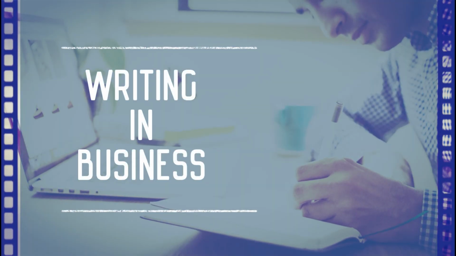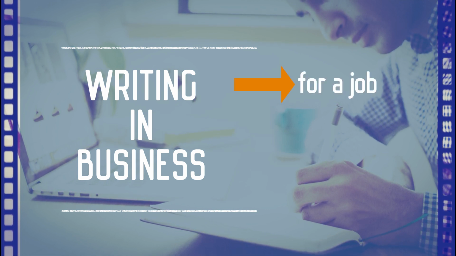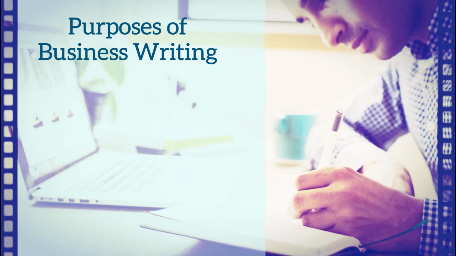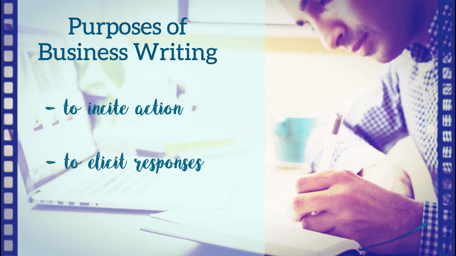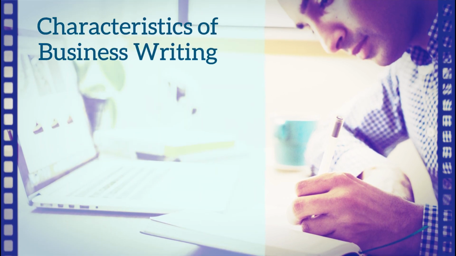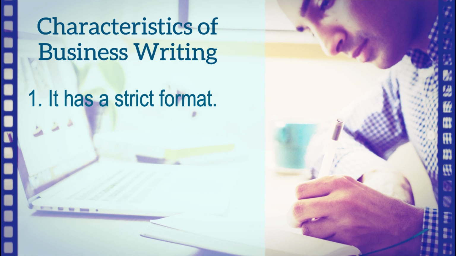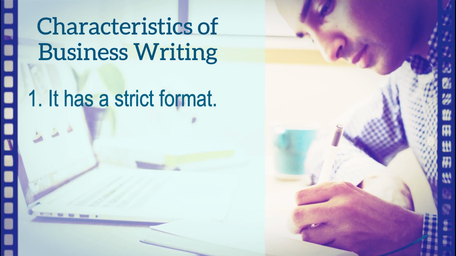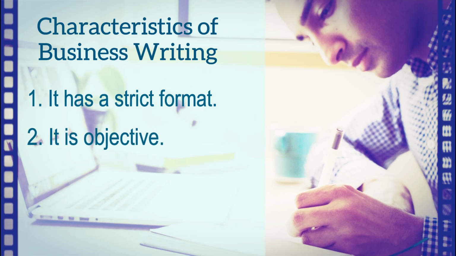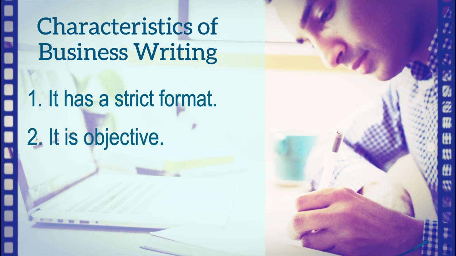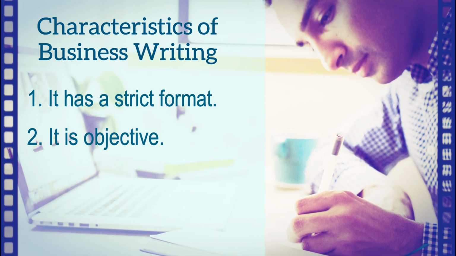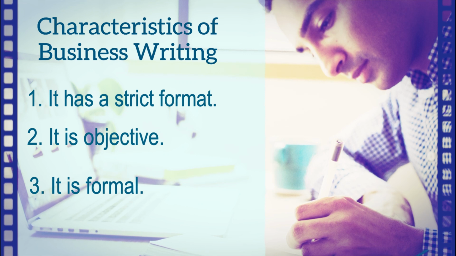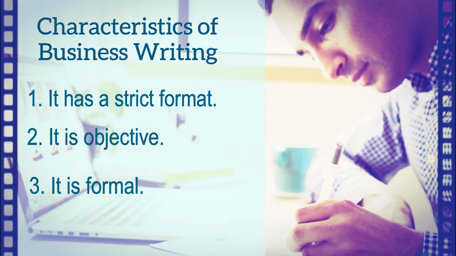Writing in business. This will assist you when you wish to apply for a job or when you would like to perform well in the workplace. The purposes of business writing are to incite action and to elicit responses. Characteristics of business writing. It has a strict format. By being knowledgeable of the appropriate format to use, you can demonstrate your professionalism. It is objective. In business writing, you may use any point of view: first, second, or third when appropriate. It is formal. Business texts must use formal language. It must be clear and concise.